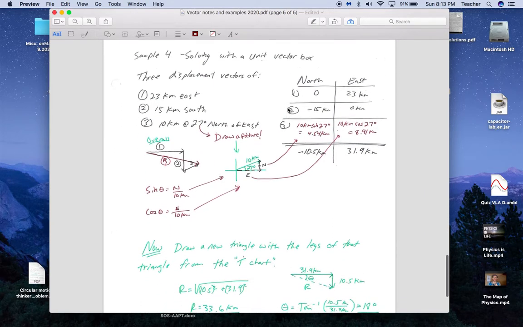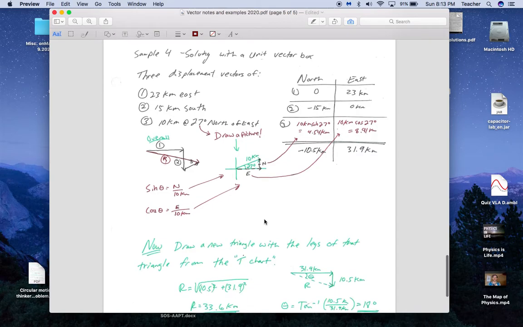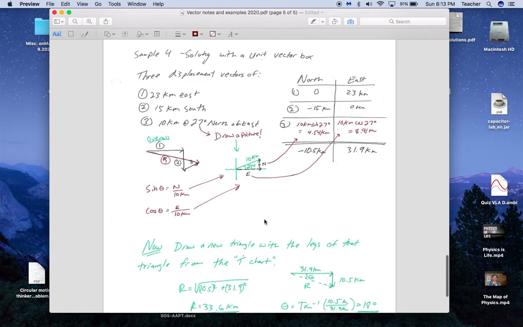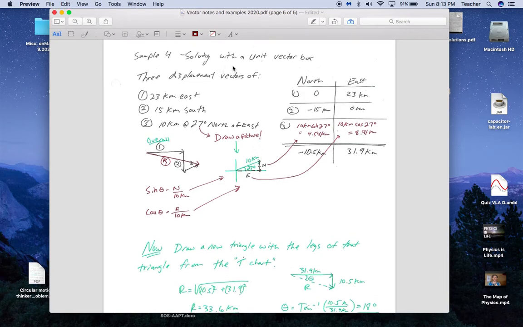Here's the last example, and I would look at this one several times. So we're going to be doing some activities in class with this as well. So this is solving with a unit vector box. So I like to use north and east here, although I tend to like to also sometimes choose a dimension where I think most of my numbers are going to be positive. But for right now, I would always choose north and east.